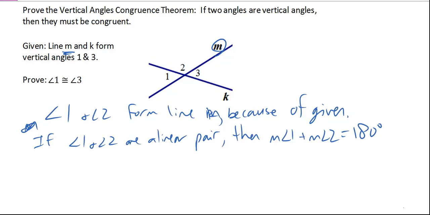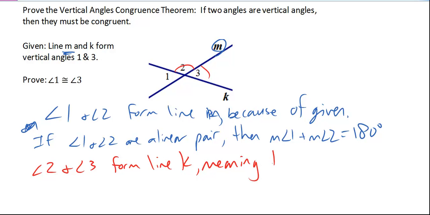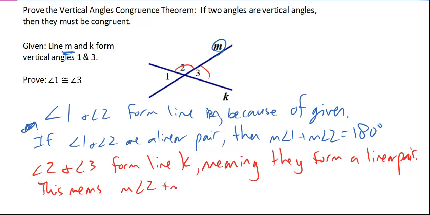Now what I also can say and notice is that not only do 1 and 2 form a line, but 2 and 3 also form a line, right? So I can say angle 2 and angle 3 form line K, meaning they are a linear pair. Okay, if they're a pair of angles that makes a line, they're called a linear pair. This means that the measure of angle 2 plus the measure of angle 3 equals 180 degrees.